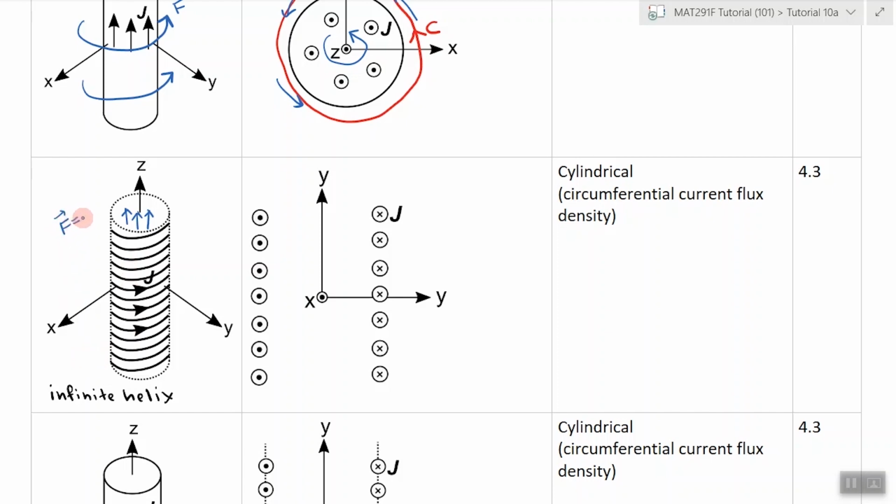We had a discussion in tutorial 8 about why this is the case and why it's a very good assumption to have. This is how this looks. This is the field. Field outside is 0.